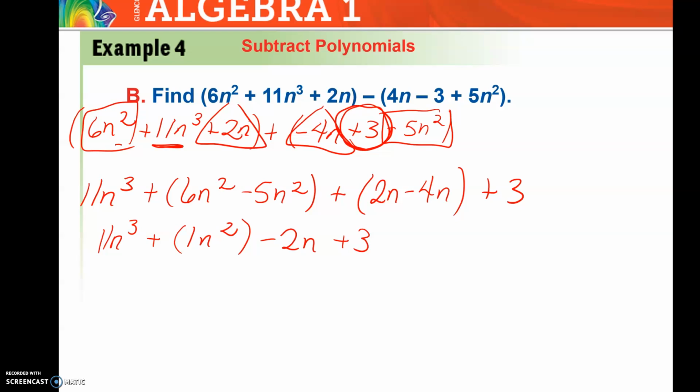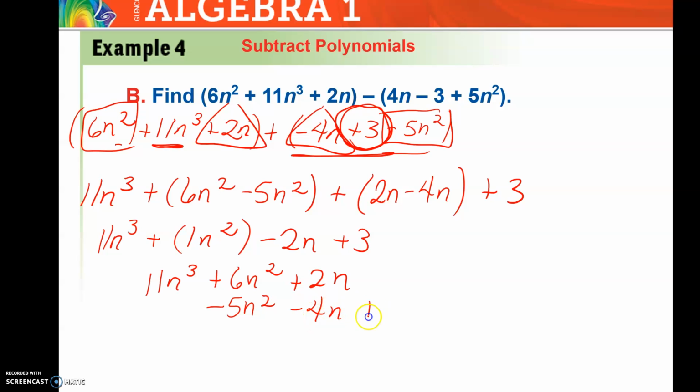If I'm doing the vertical method, I'm going to put this in descending order, so 11n cubed plus 6n squared plus 2n. And then I'm going to change all of these. I'm using these ones. I'm going to put the negative 5n squared with the 6n squared, then the negative 4n, and then the positive 3. So notice nobody's underneath or above this one, but we still get the 11n cubed, the same thing.